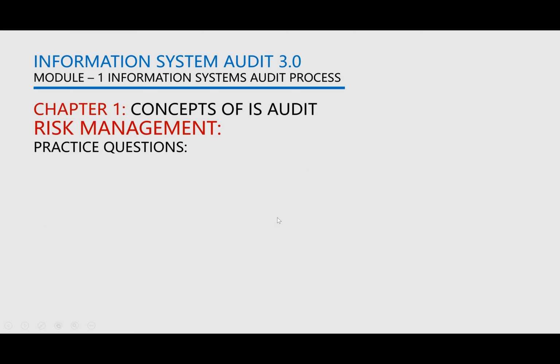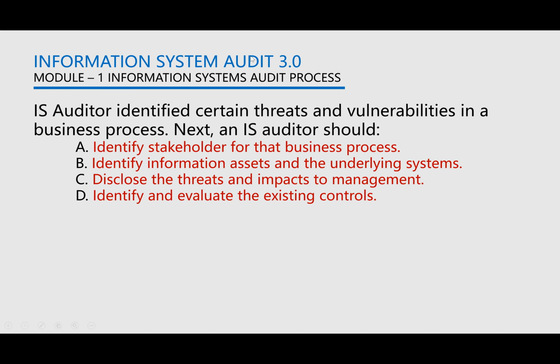We have finally come to the point where we'll now do some practice questions. So I would appreciate it if you could read the questions carefully. Am I audible? Yes, sir. Okay. An IS auditor identified certain threats and vulnerabilities in a business process. Next, the IS auditor should, what should the auditor do? Option A, identify stakeholders for the business process.